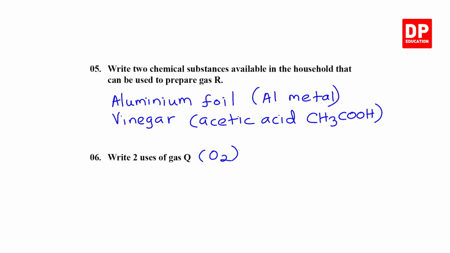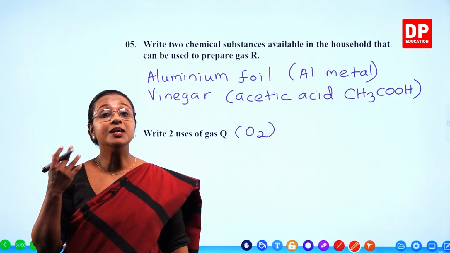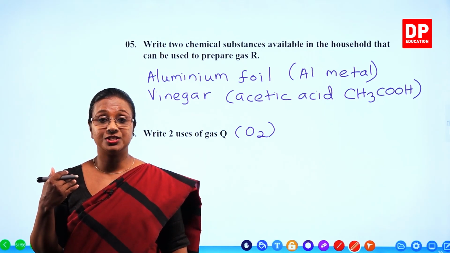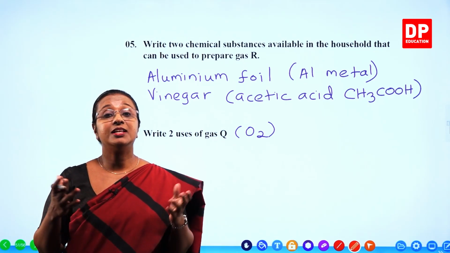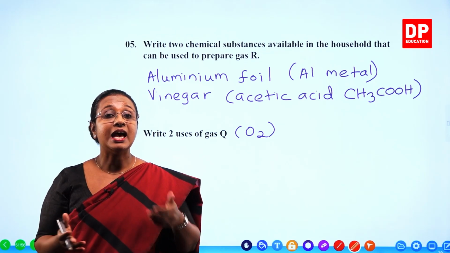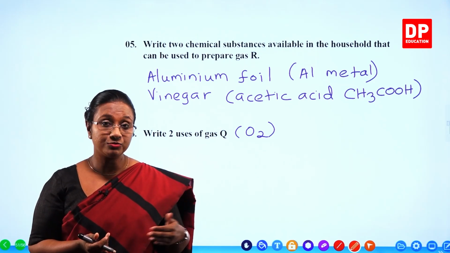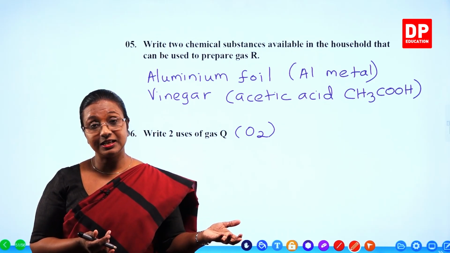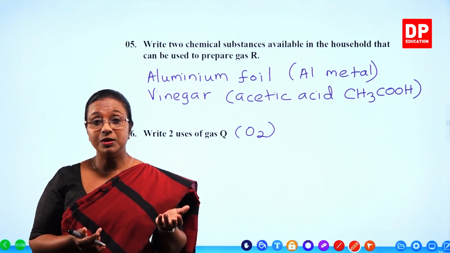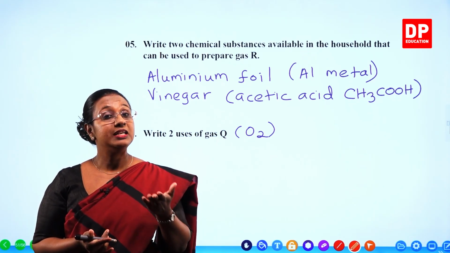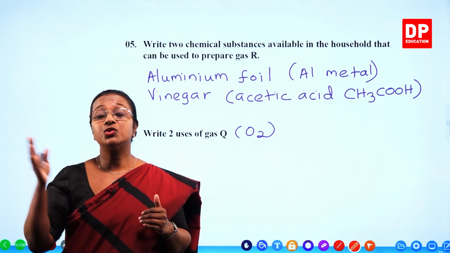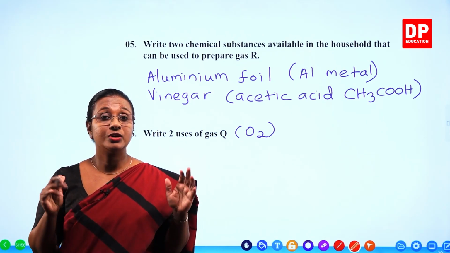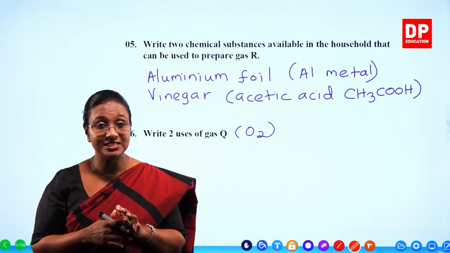So what are the uses of oxygen gas? Very important for us. We breathe, we inhale oxygen. So because of that, it can be filled into cylinders, and the oxygen cylinders can be used for patients who are in critical conditions, or it can be used by mountain climbers, deep sea divers, and also space travelers. So it can be filled into oxygen cylinders.